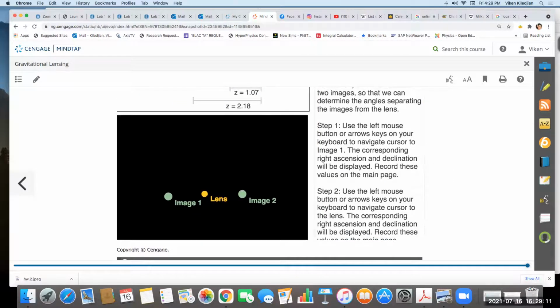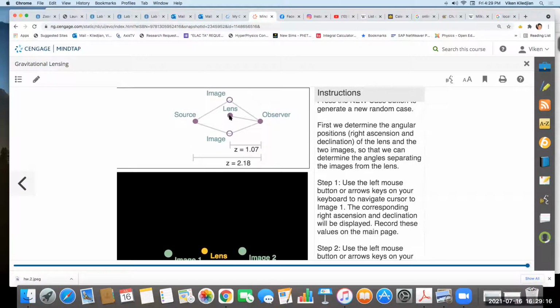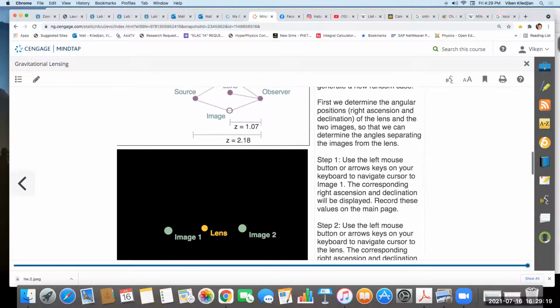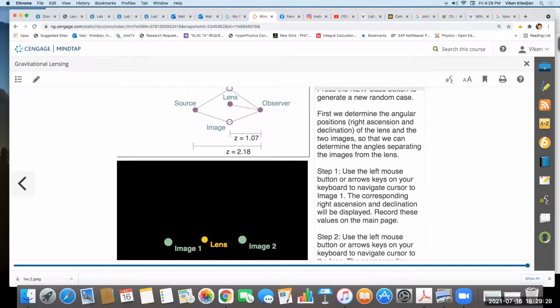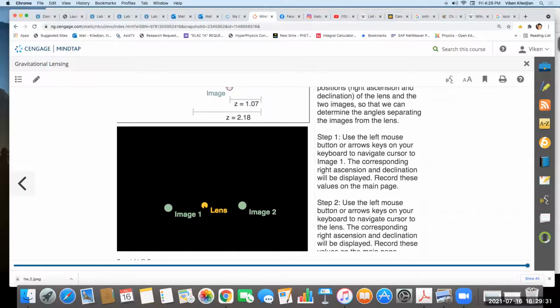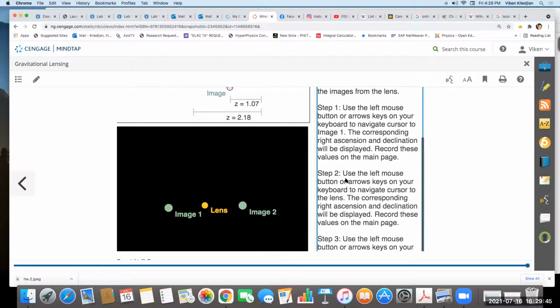Oh, so this is the lens. That means you're seeing here the lensing object. This is image 2, image 1. And the lens is off to the side. So use the left mouse button or arrow keys on your keyboard to navigate the cursor to image 1. The corresponding right ascension and declination will be displayed. Record these values on the main page.